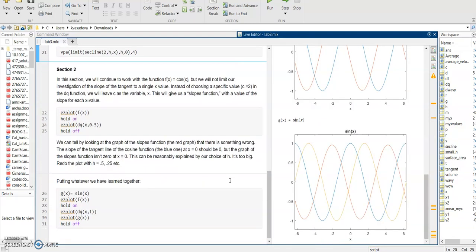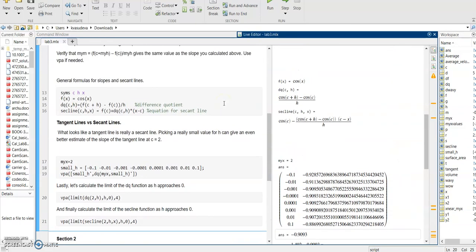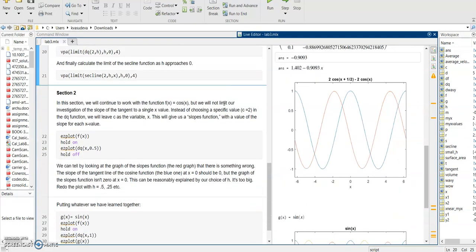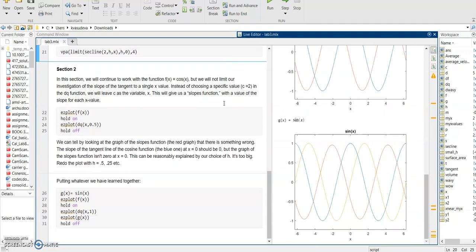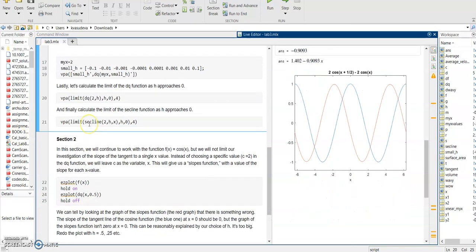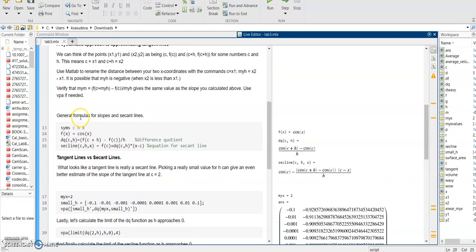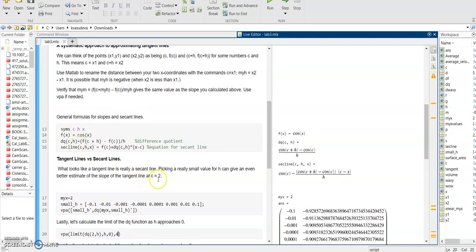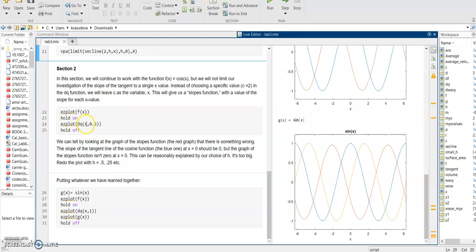Now in the second section, we are not fixing the x value. Instead, we are fixing the h value. The h value is the distance between x1 and x2. So in the first section, we fixed the x value, and in the second section, we are fixing the h value. Okay, that makes it clear. Now, if you look closely, dq was c comma h, where c is equal to 2. Now here dq is not c comma h, it is x comma h. So we are trying to find all the slope values for different values of x for a fixed h.